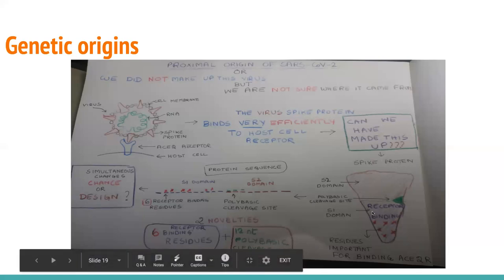So now we have this protein with this receptor binding domain, which made six very specific changes, and it came up with a way to bind very efficiently with the ACE receptor. Plus, we do not know exactly what this polybasic cleavage site does, it just added this, and we don't know how it's helping the virus.